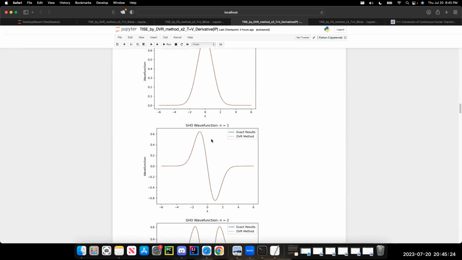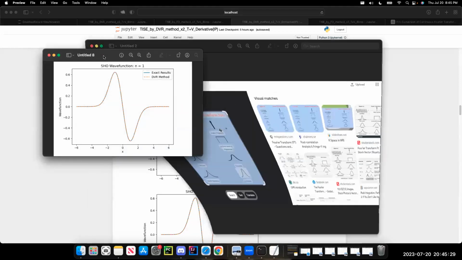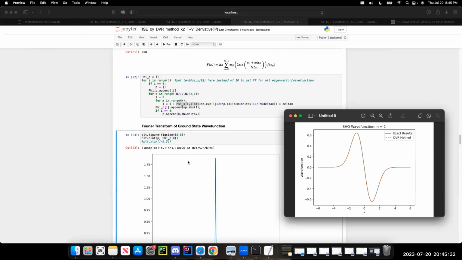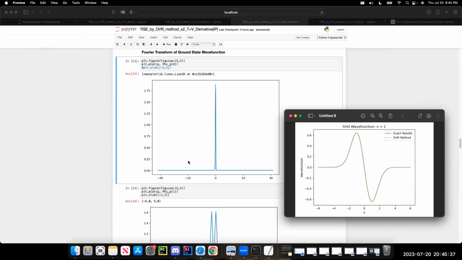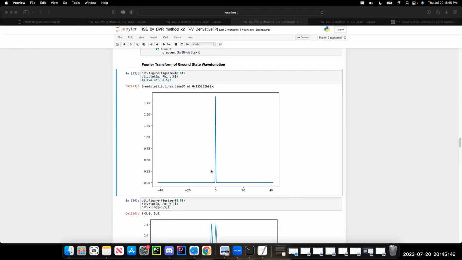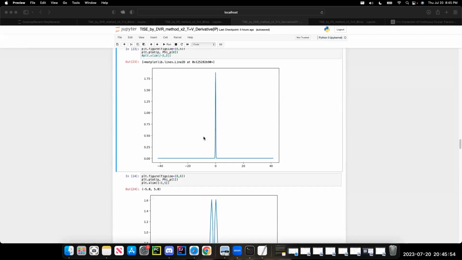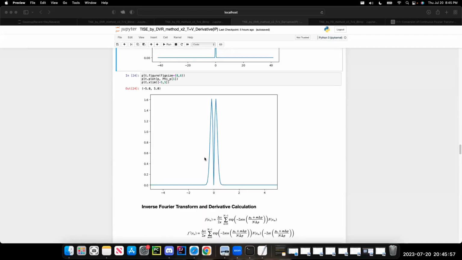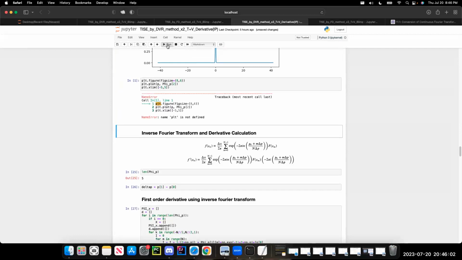Now, what's interesting to see is that if we look at the ground state wave function, namely this one here, using this paradigm of the Fourier transformation, or not the derivative really, but just looking at the Fourier transformation itself, we see that we have a spike here at 0, and that more or less correlates with what we see for the ground state wave function. And we can extend this observation into n equals 1, and n equals 2, and so forth.